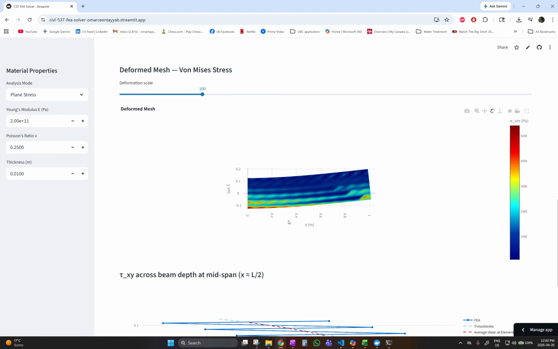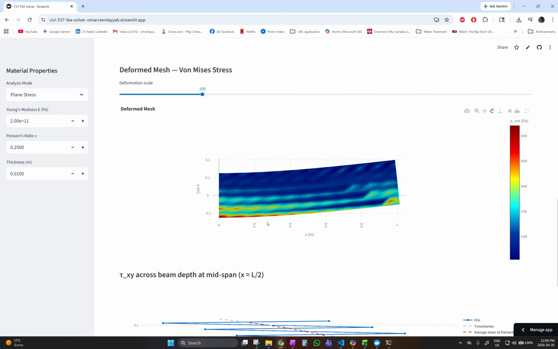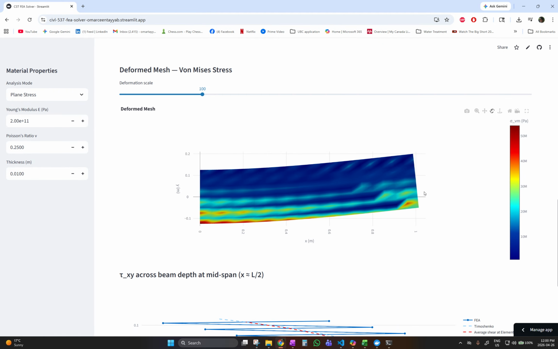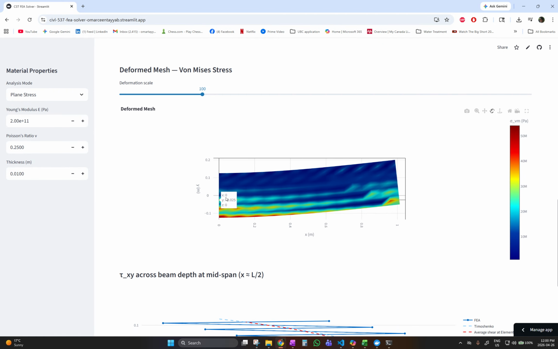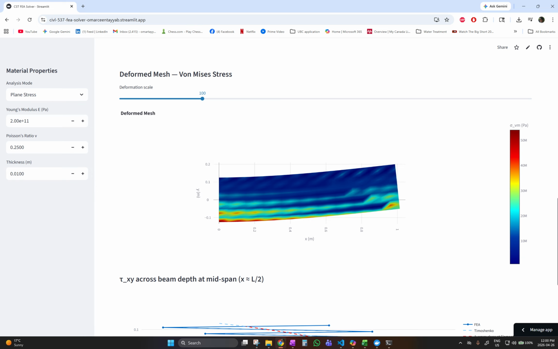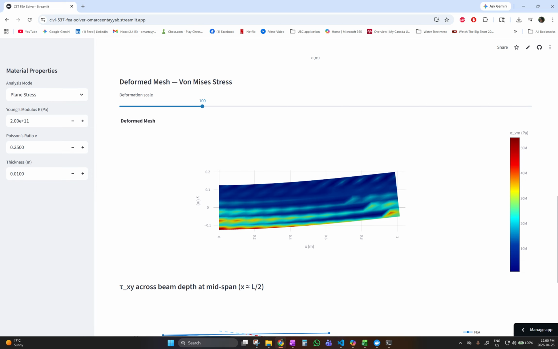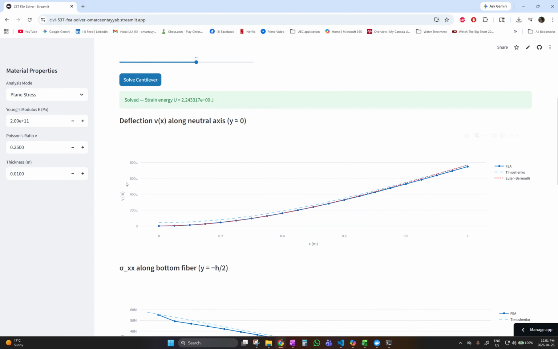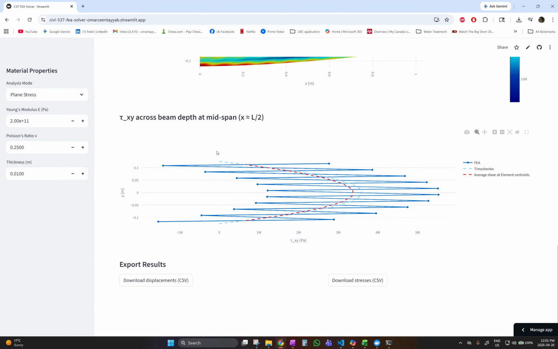This contour plot confirms what we talked about. The bottom nodes experience the peak stress over here, and then it decays as we move towards the right. Above the y equals 0 line, there is basically no tension. Everything is in compression rather than in tension. And now the shear.